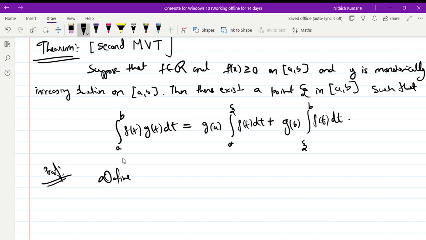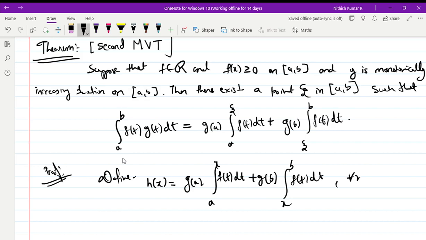So let us prove this. Define h of x equal to g(a) times the integral from a to x of f(t) dt plus g(b) times the integral from x to b of f(t) dt, for all x in the closed interval [a, b].